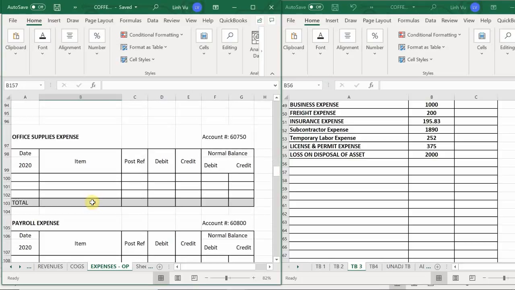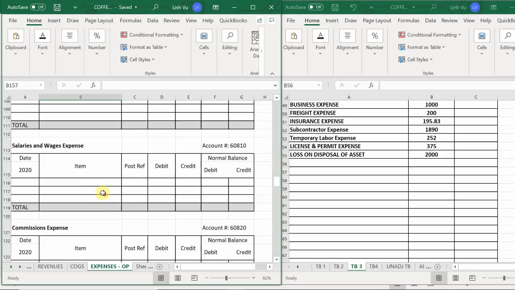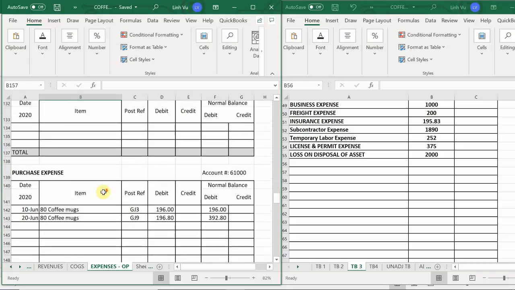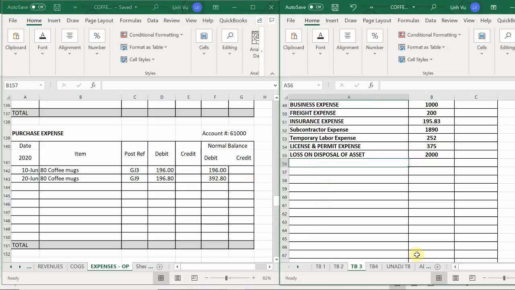Office supplies expense. Once again, we haven't done this section yet. This is going to be an adjustment entry, so nothing there. We haven't done payroll yet, so we can pass along salaries, commissions, and payroll taxes. Okay. Yes, we had a purchase expense, right? We purchased two things, two batches of coffee mugs. So my total purchase expense is going to be $392.80. $392.80. Okay.